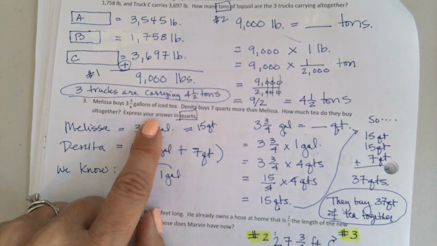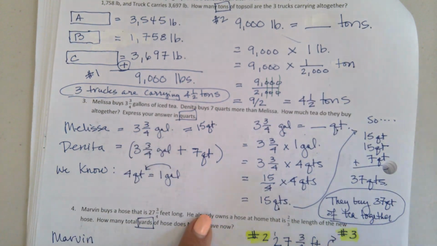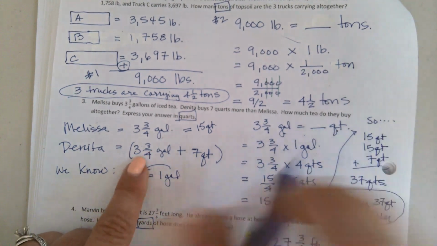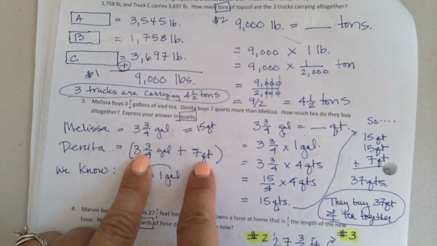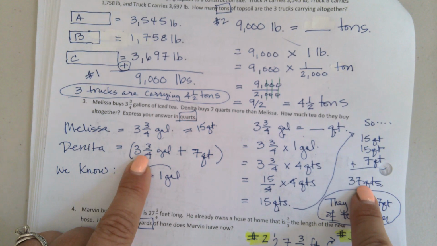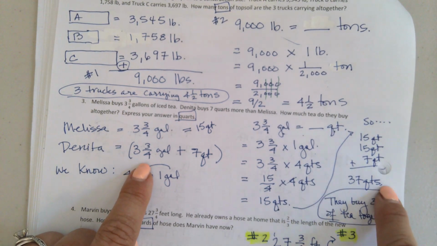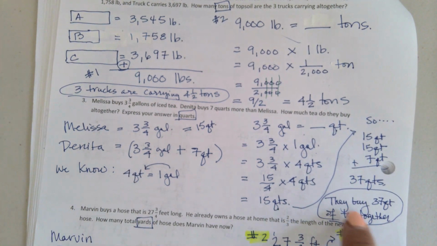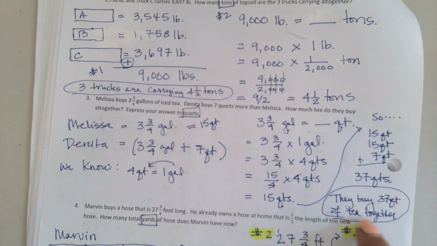But we want to know how much they have all together. So I have to do 15 quarts plus 15 quarts plus 7 quarts. That's 37 quarts. So this isn't the answer. This is the answer. They buy 37 quarts of iced tea together.